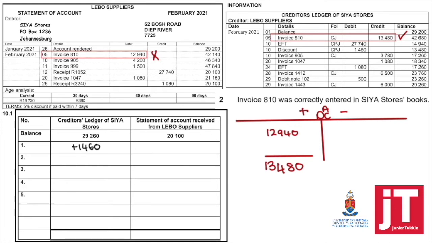They've incorrectly recorded it as 12,940. It's supposed to be 13,480. So the difference of 540 must be added because they have understated the total. And to add it, what effect will it have on the balance? It will have a positive effect. We owed them more money. So on the statement of account received from Label Suppliers, plus 540.